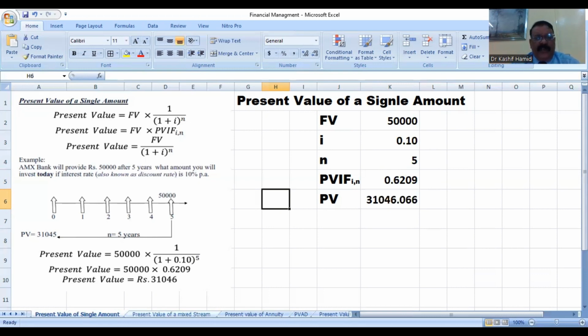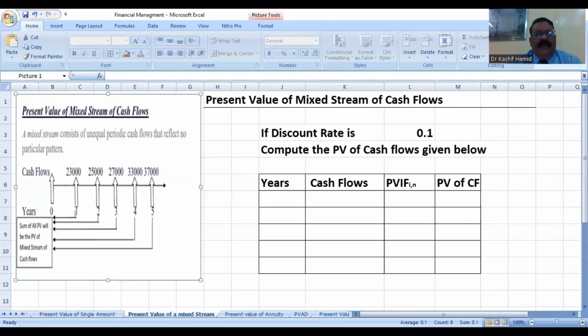Now we see the present value of a mixed stream. Present value of a mixed stream of cash flows. A mixed stream consists of unequal periodic cash flows that reflect no particular pattern.